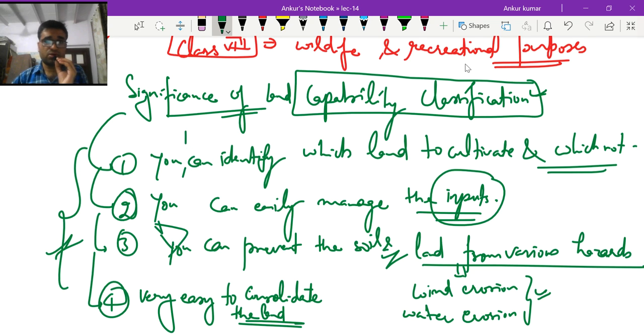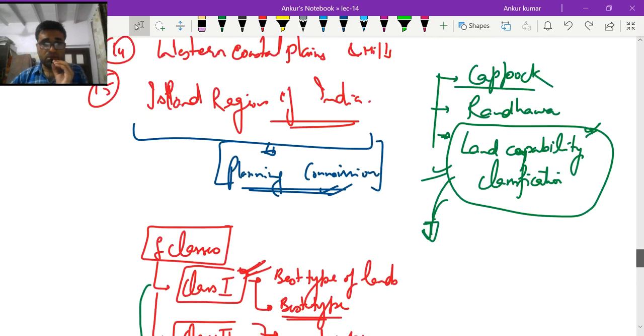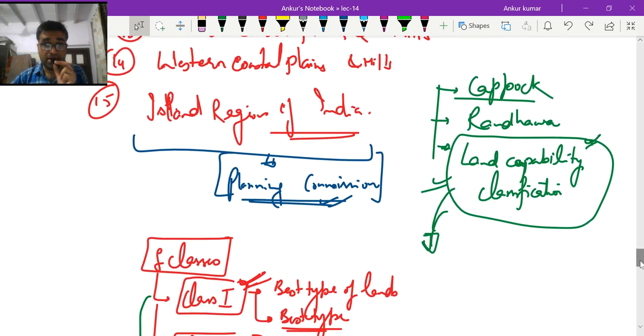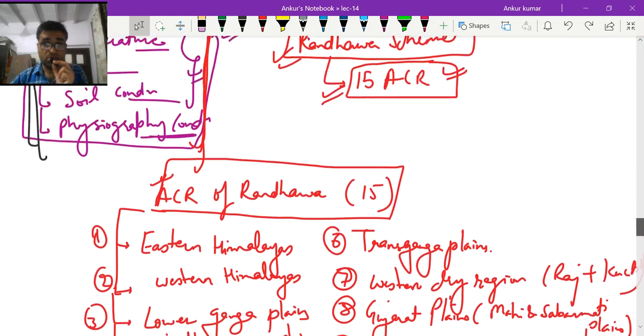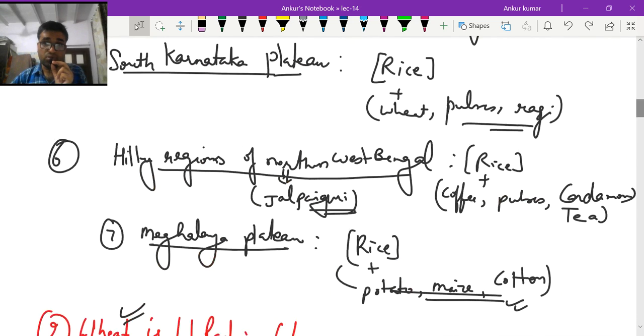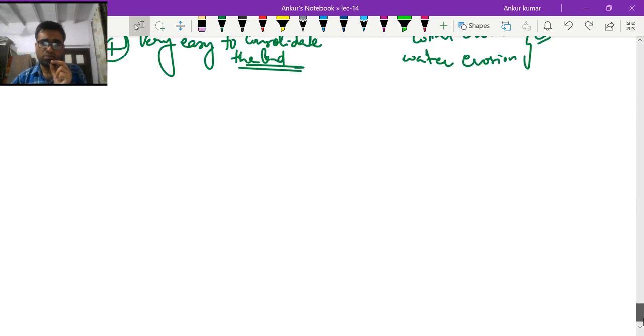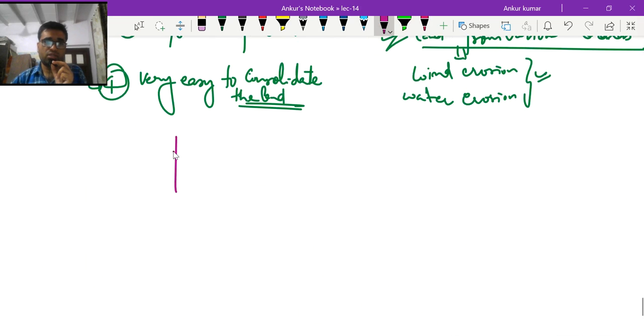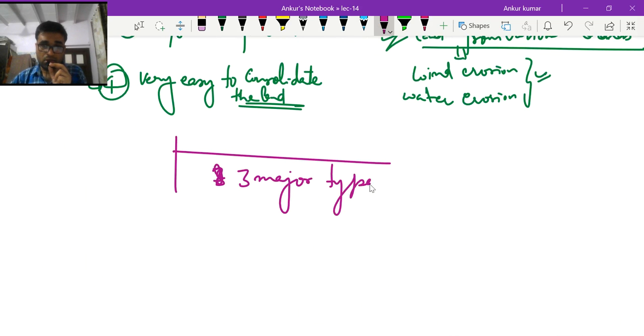So these are the 4 different significances, and the classification on the basis of the quality of land that we did. The second was on the basis of the agroclimatic region, and the first classification was based on the first ranking crop. So these are the 3 classifications that we did, the 3 major types of regionalization in agriculture.